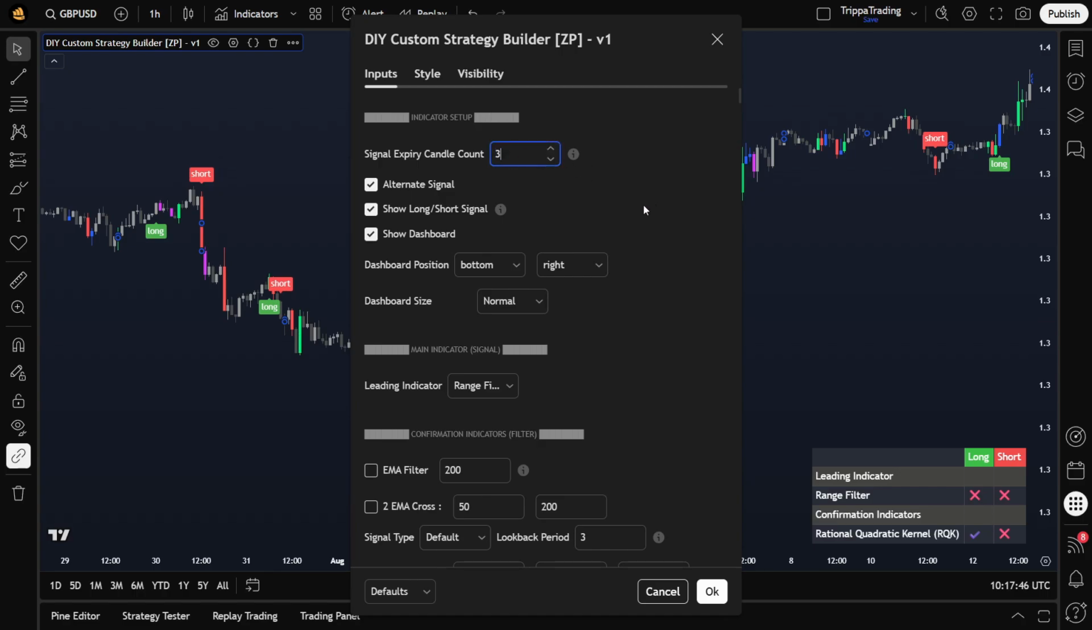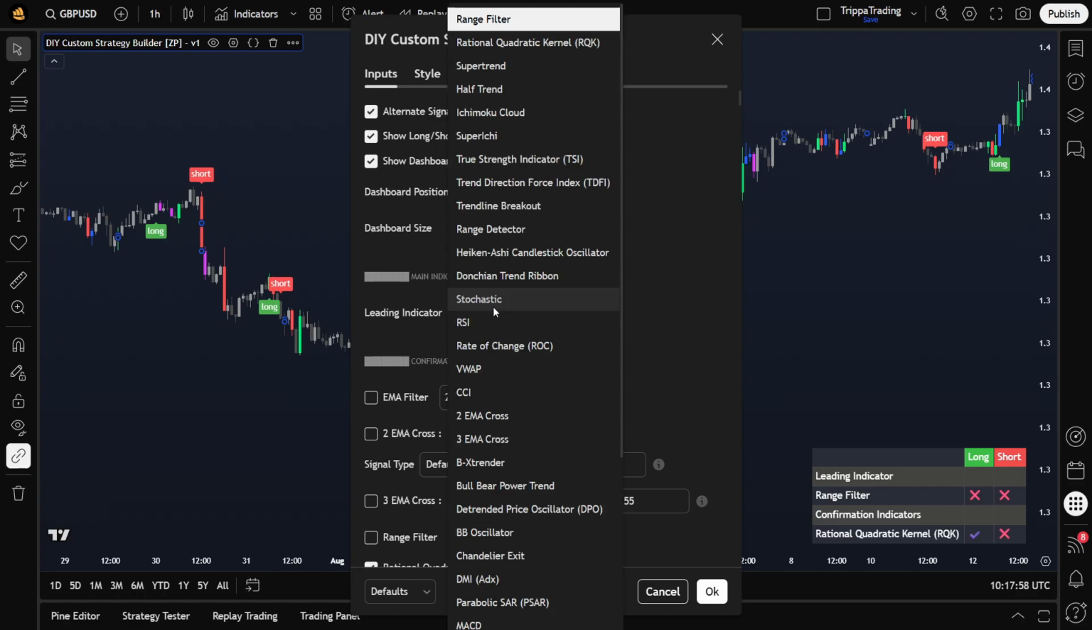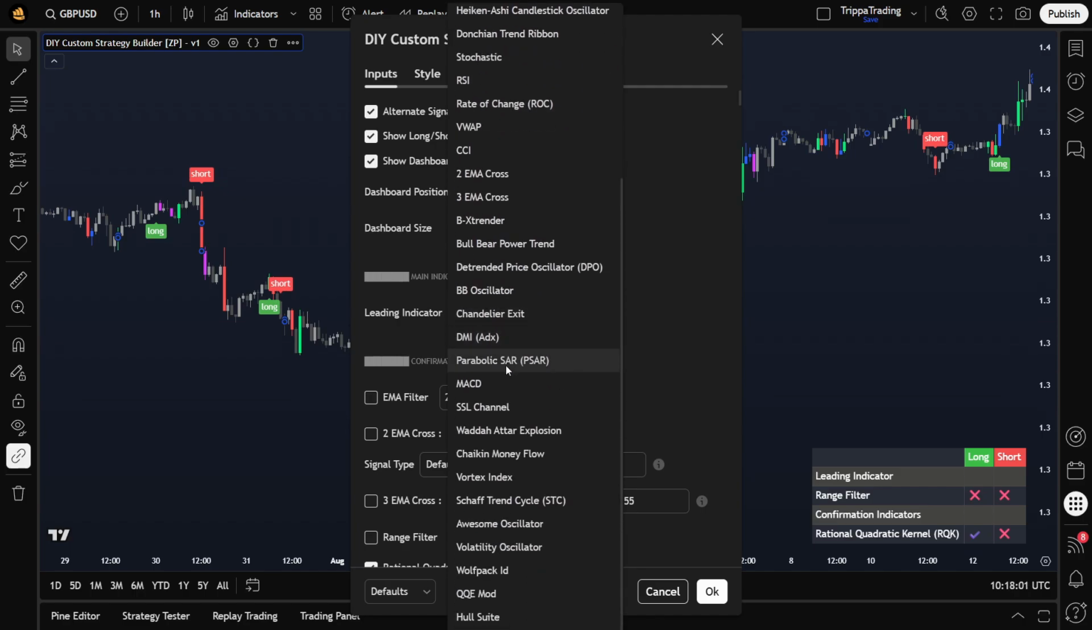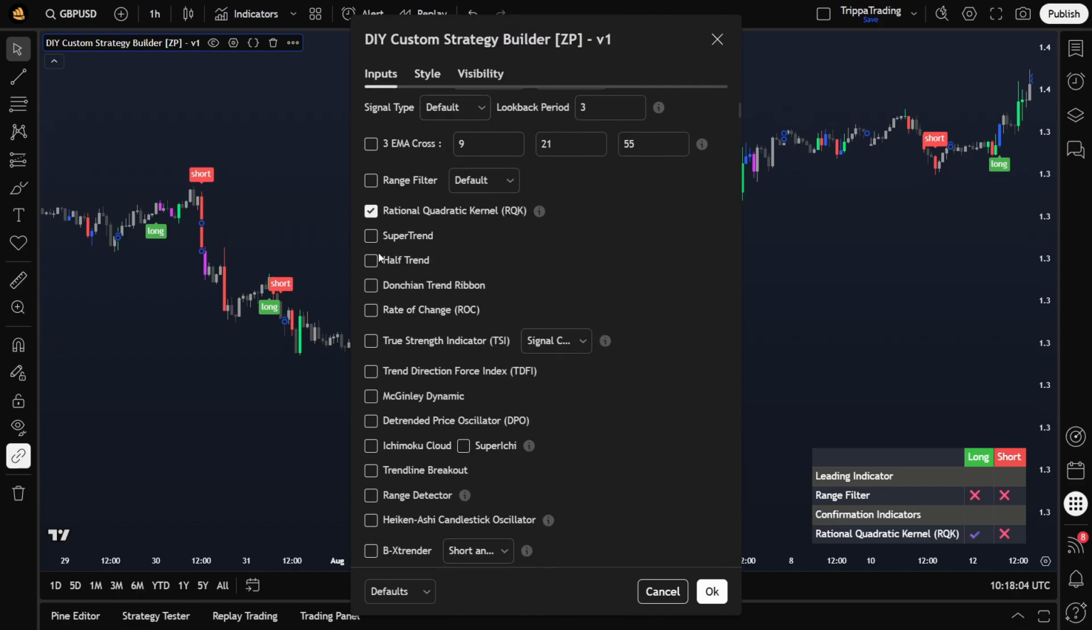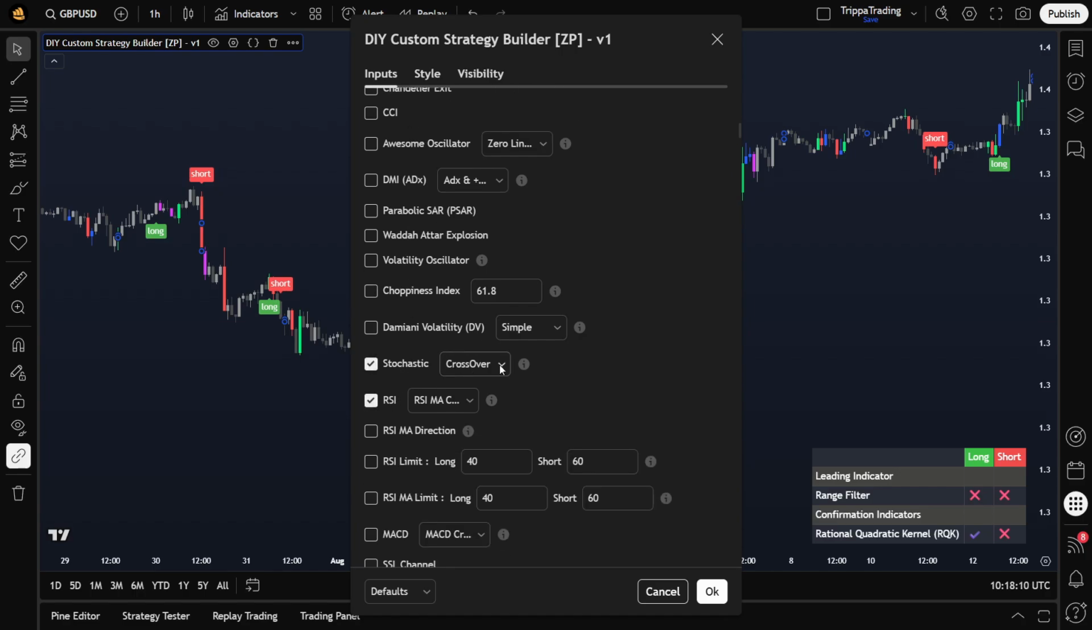Now let's build the example strategy I mentioned earlier using MACD, RSI, and Stochastic. This way, you will have a better idea on how you can also build your custom strategy using this indicator. In the settings, we select MACD as the leading indicator. Then we add RSI and Stochastic as confirmations. As you can see, you can do that from here.